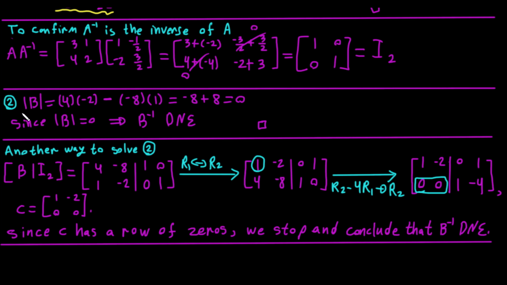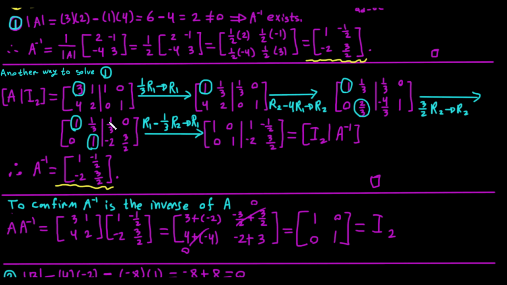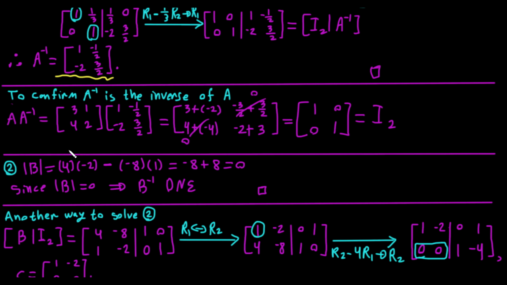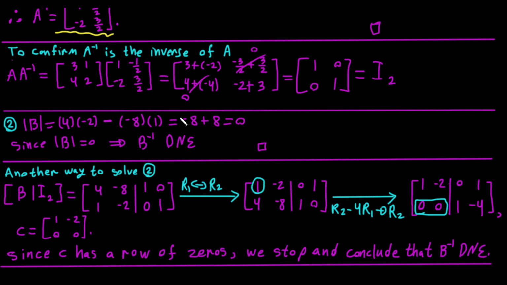So in question 2, we can solve it either way, this one or this one. And the same thing here, A, we can find it this way or this way. And of course, for a 2 by 2 matrix, it's better to find it by this formula, as we did here and here.